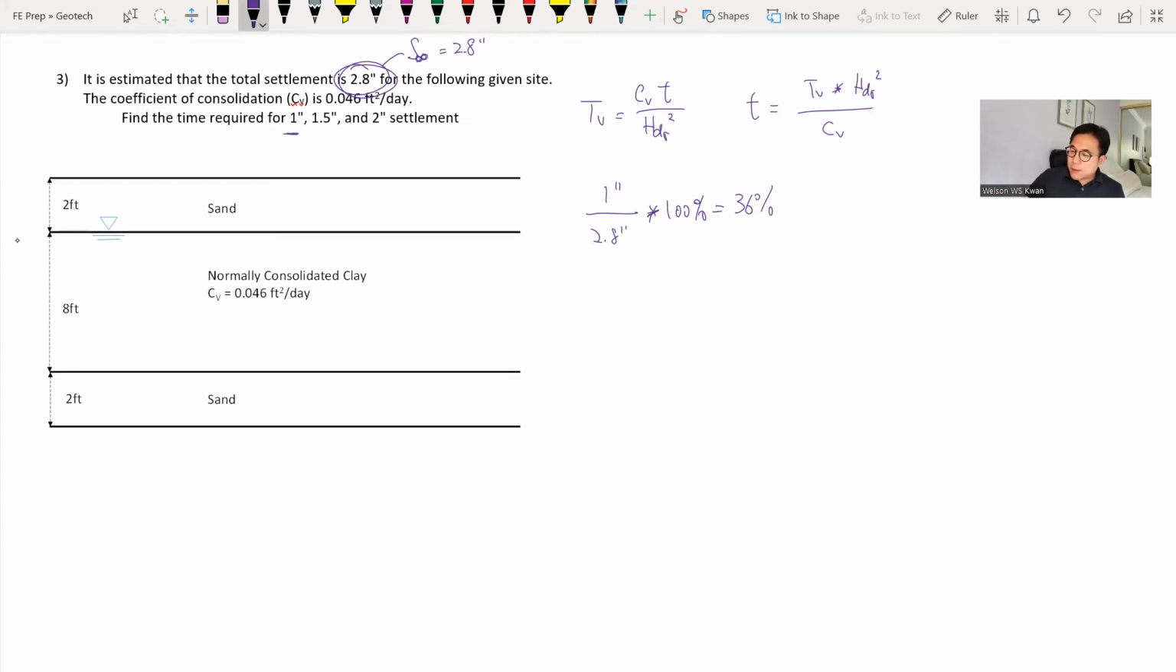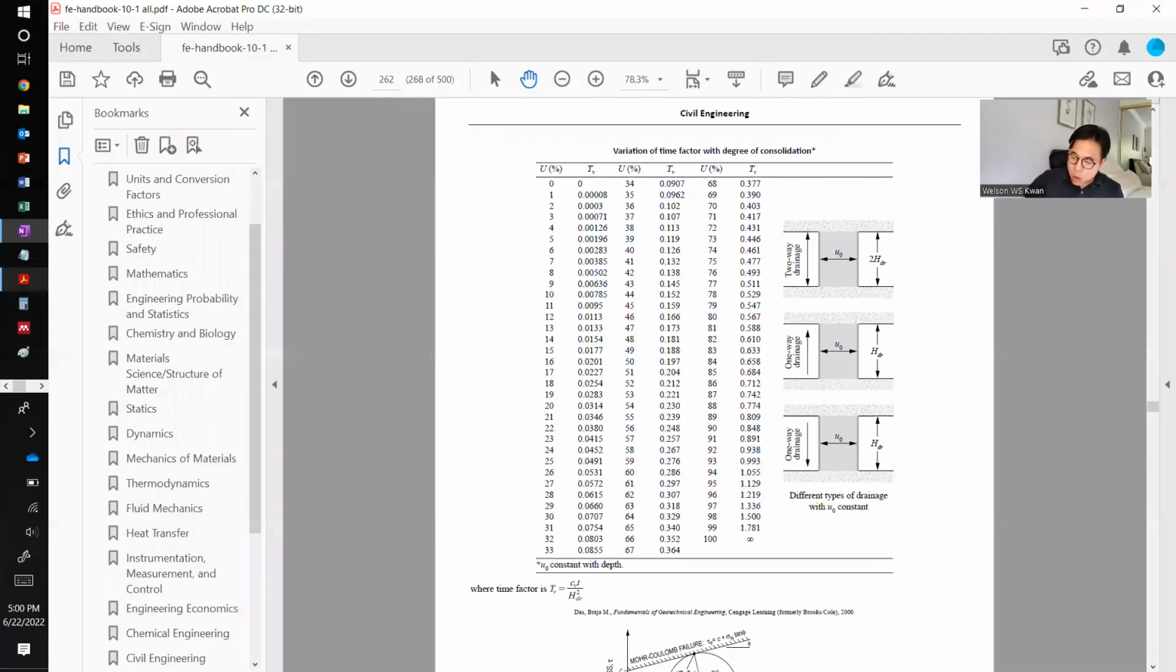And if you look at these equations right there, you want to know about the percentage of consolidations, because in the FE manual, if you know the percentage of consolidations, then you can find out the time factors corresponding to that. So it's using this table here, the time factor with different degrees of consolidations. So if you know the percentage of consolidations, you can read the time factor T sub V, which you need to solve for the time.